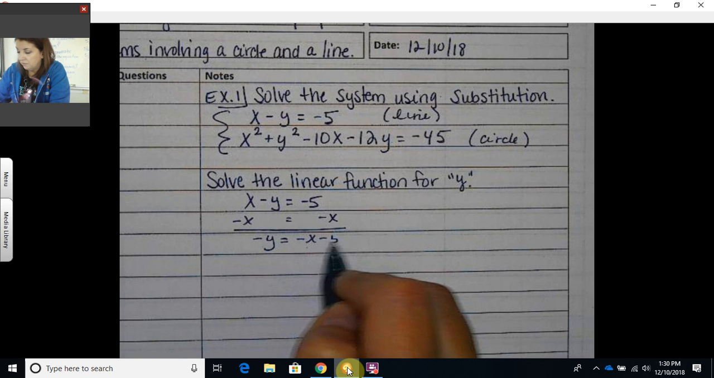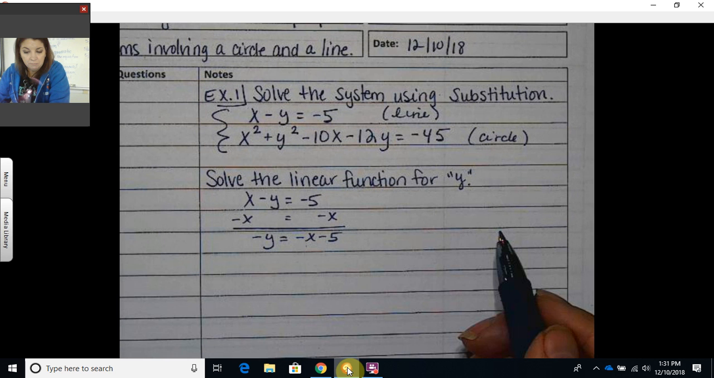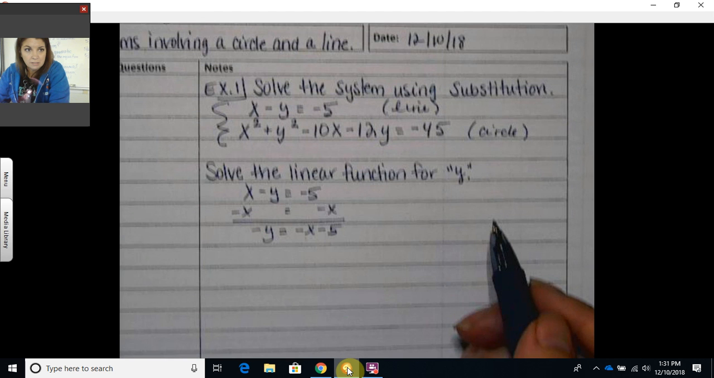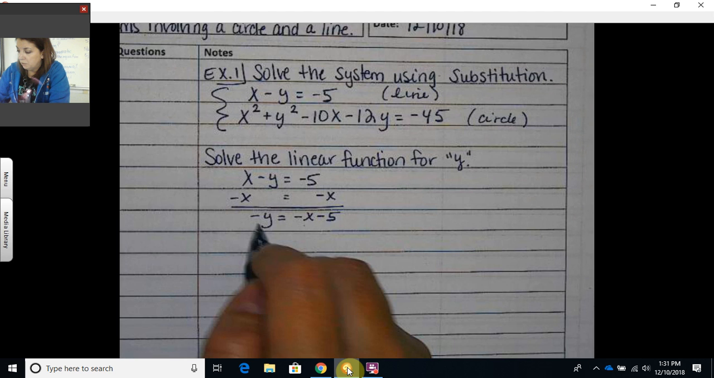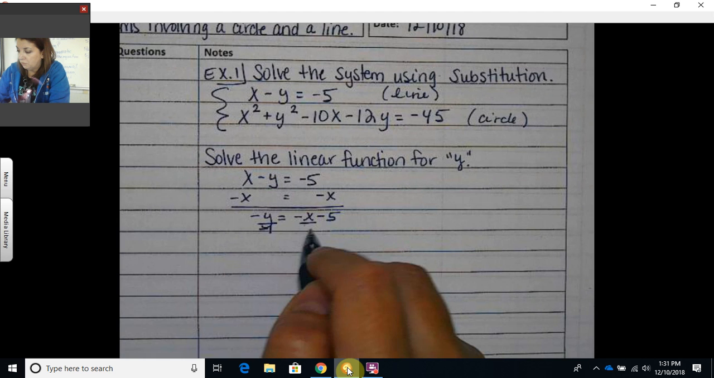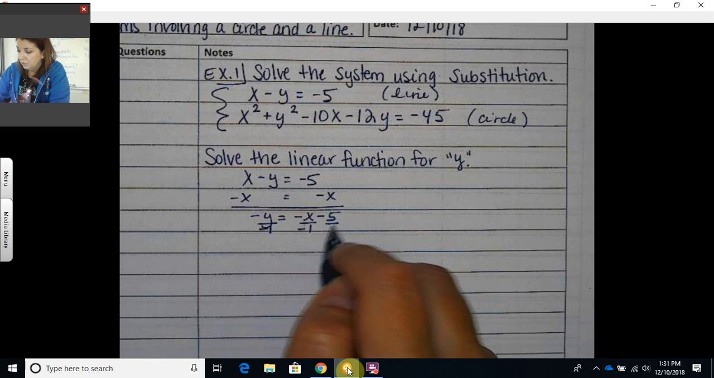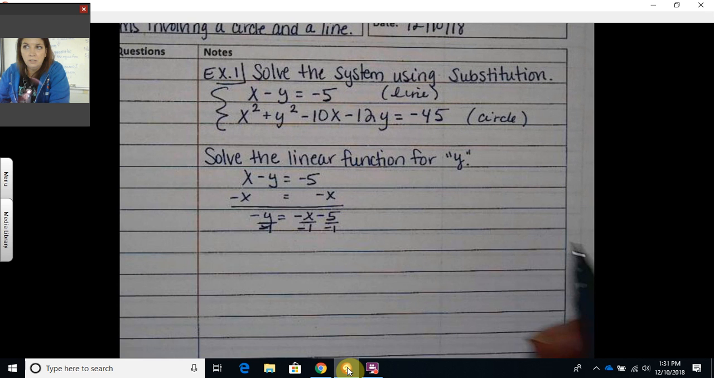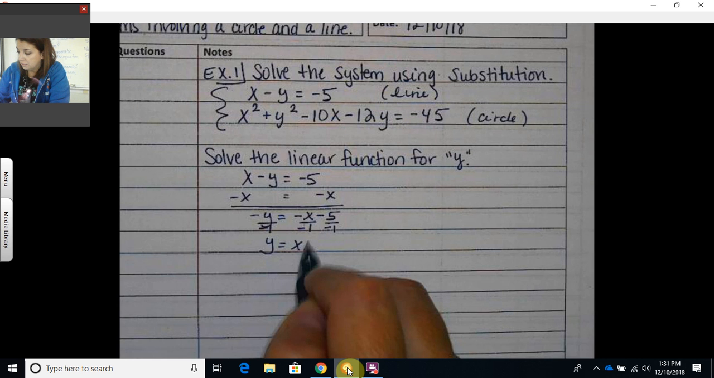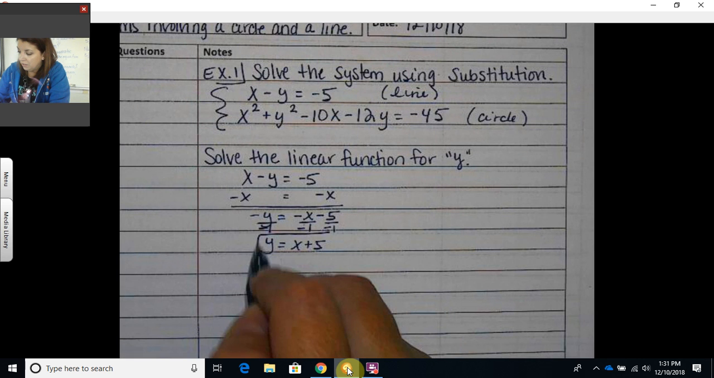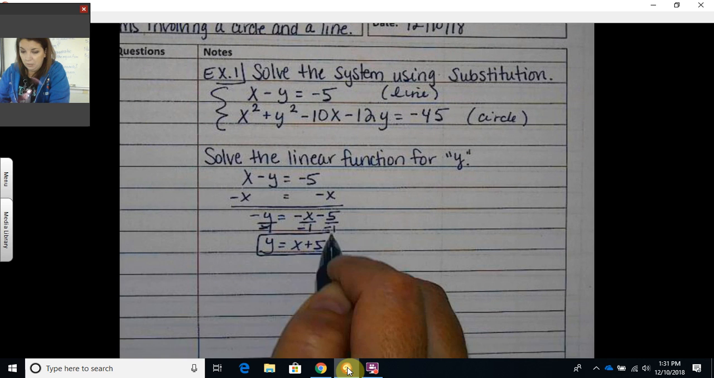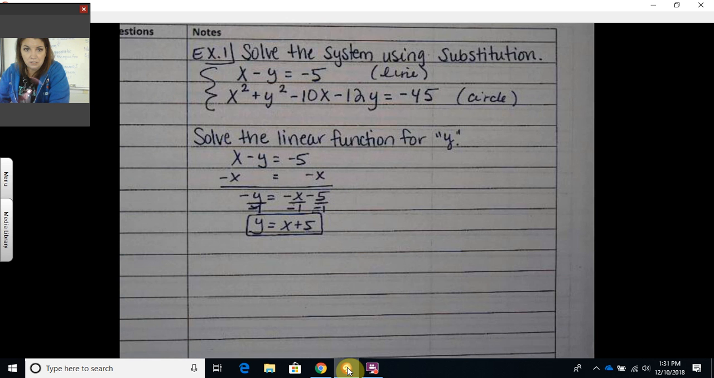Have I solved for y? No, what do I have to do? Divide every term by negative 1 because you want to solve for y, not for negative y. You could also multiply every term by negative 1. The result's the same, okay, when you're talking about a negative 1. So we get y equals x plus 5. So that's the slope-intercept form of the linear equation.